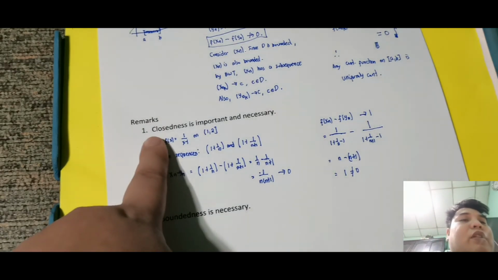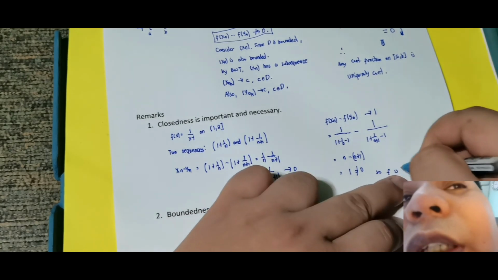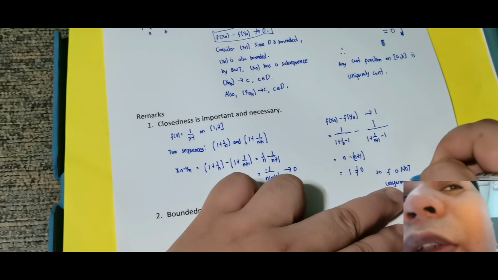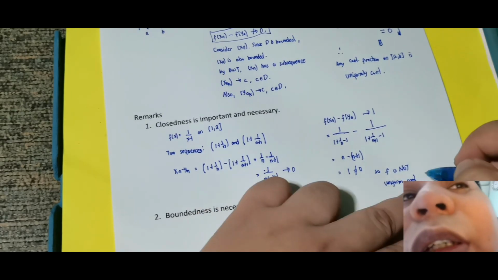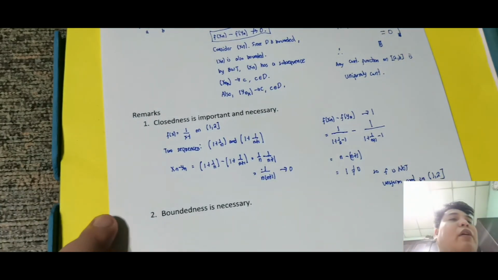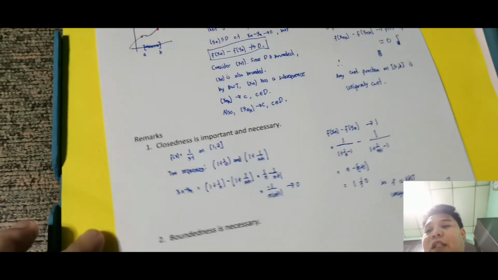Kasi nga, closeness is important. Okay, so f is not uniformly continuous on (1, 2). Okay, so hindi siya continuous doon. So importante talaga na dapat close ka sa close interval siya para maging continuous. Okay, next is boundedness is necessary.